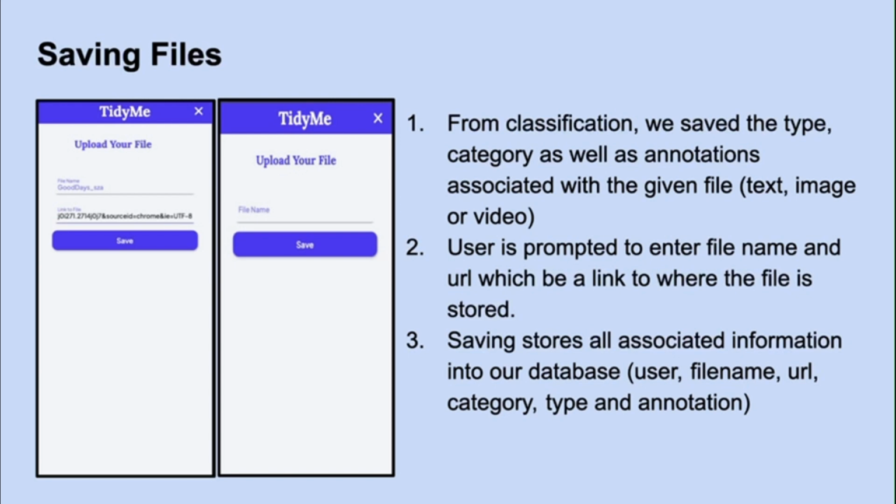So the remaining classifications are going to be used as annotations, which, as you will see later on, we can use for searching so that we make sure that the user can put in different terms and still find the file that they are looking for.